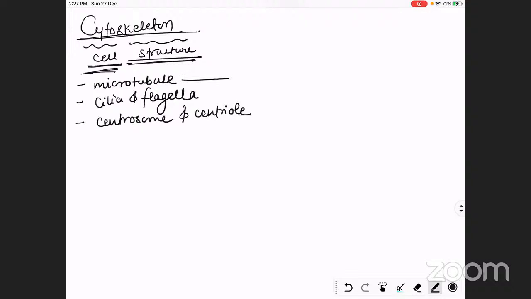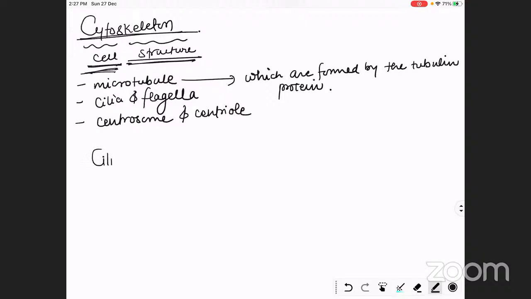So microtubules are structures which are formed by the tubulin protein. These are just tubules which are formed by the tubulin protein. Please remember the word tubulin protein is very important. Okay. Now cilia and flagella.